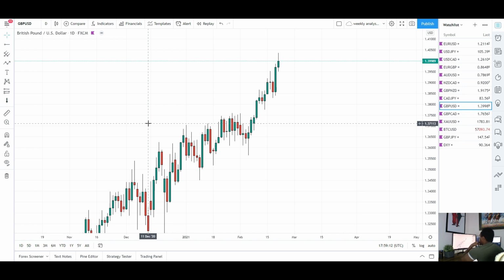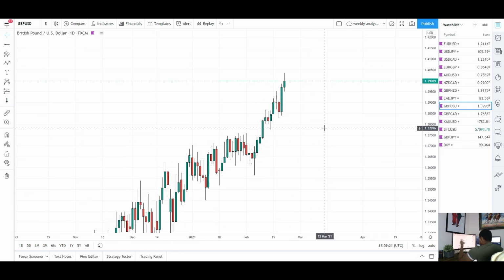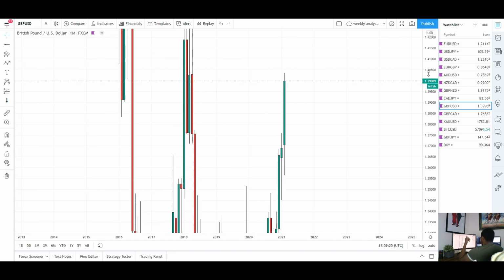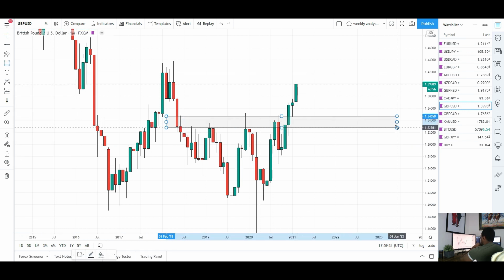Okay, so for GBP USD this week, again, just had further continuation to the upside as expected. Again, you can see daily time frame very, very bullish, and price is just continuing in that direction. From the higher time frames, you can see why we're having a breakout here on the monthly time frame. So again, all of this was consolidation, key level of resistance all across here.